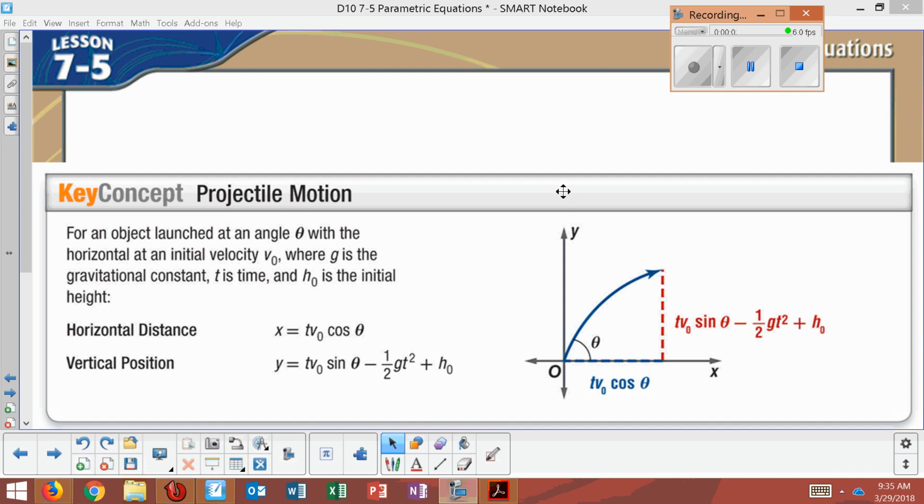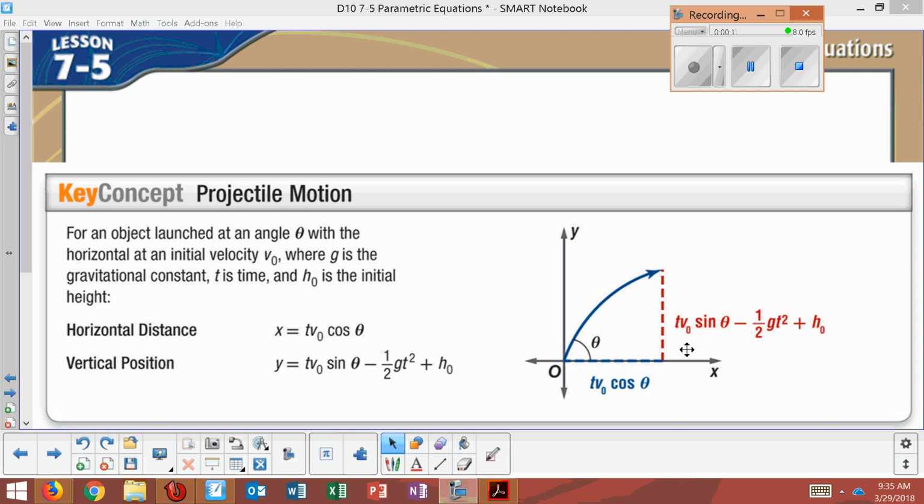And now we're going to look at projectile motion. For projectile motion, we can find the horizontal distance by taking t, which is the time, times the initial speed times cosine. So basically, if you want to know the x equation, it's anything that deals with horizontals.